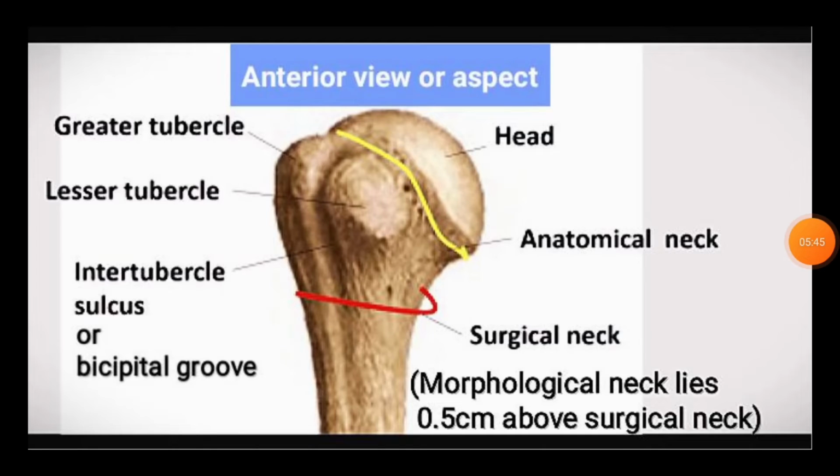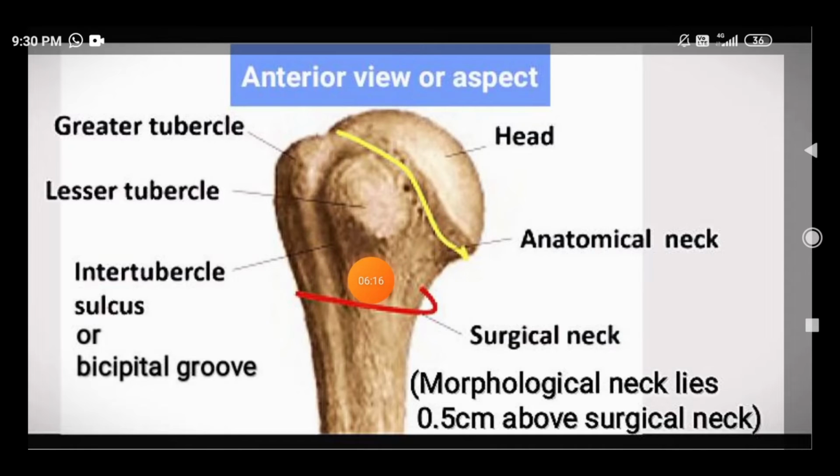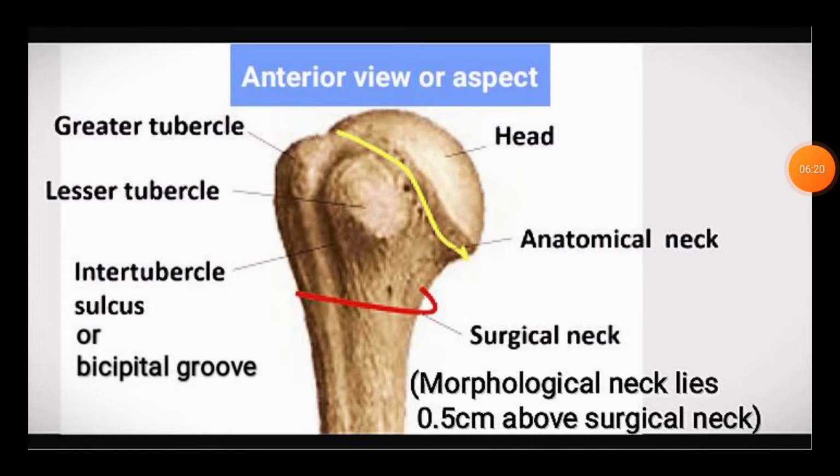The narrow line separating the upper end of the humerus from the shaft is called the surgical neck. In this slide, the red line is the surgical neck of the humerus. And a morphological neck lies 0.5 cm above the surgical neck. Above the surgical neck, it shows the position of the epiphyseal line.